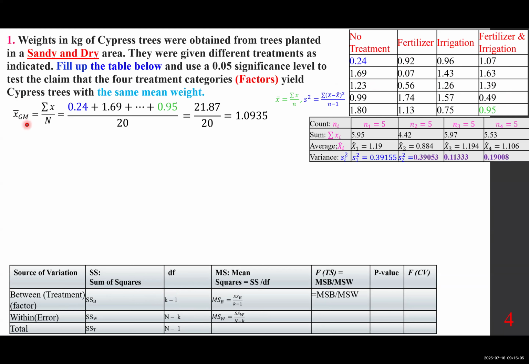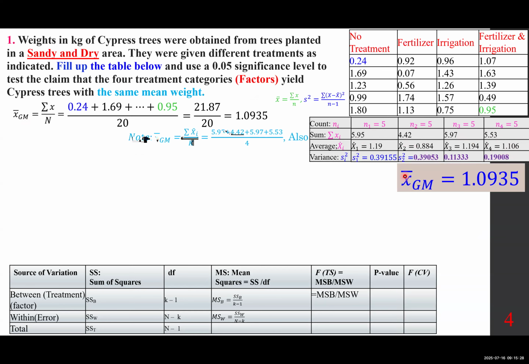Now, we could also add up the means here and divide by 4 groups. And they will give you exactly the same answer, because we found the mean for each group, so you can add them. You can calculate the mean for this group and it works out in the same manner. So X sub GM bar, the grand mean.